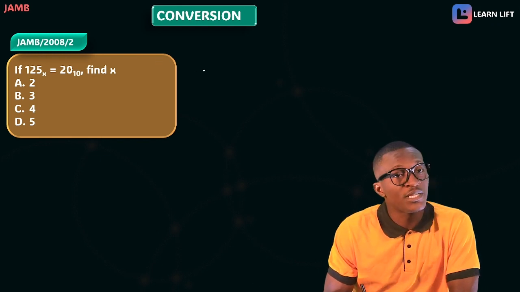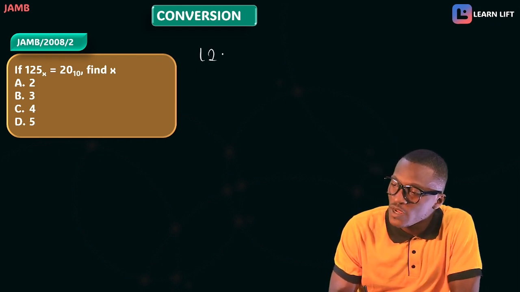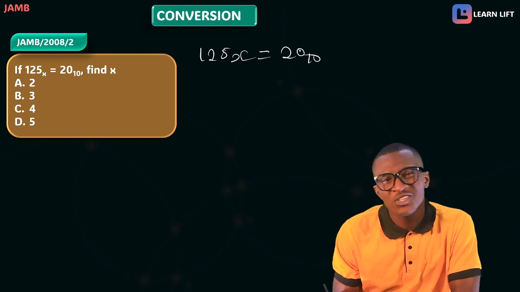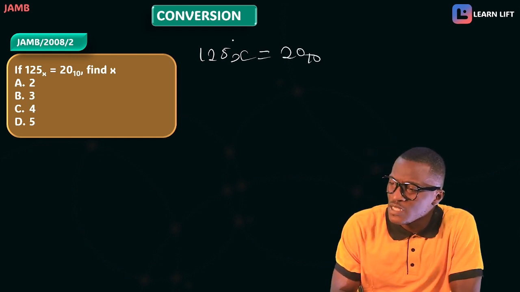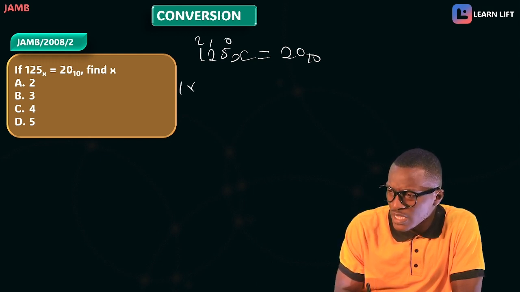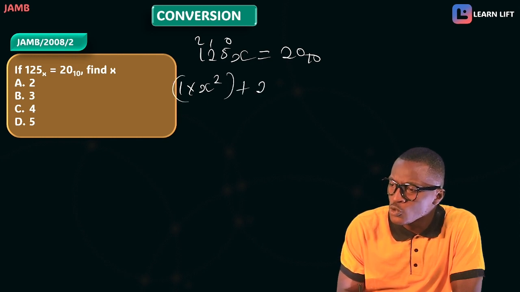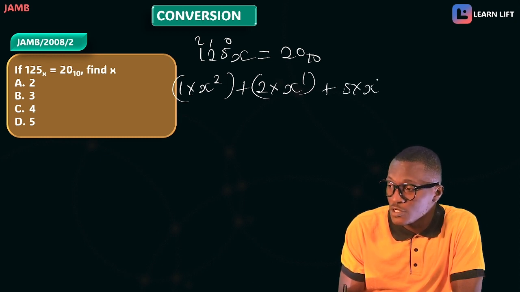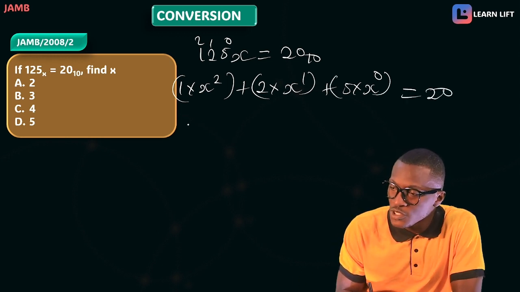Let's move on. You convert all of them to base 10, right? So 125 base x is equal to 20 base 10. 20 is already in base 10, so no need, let's convert the rest. This will be 0, 1, 2. That becomes 1 times x squared, plus 2 times x raised to power 1, plus 5 times x raised to power 0, is equal to what? 20. Because 20 is already in base 10.